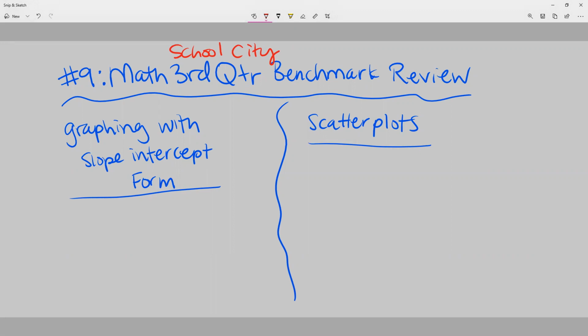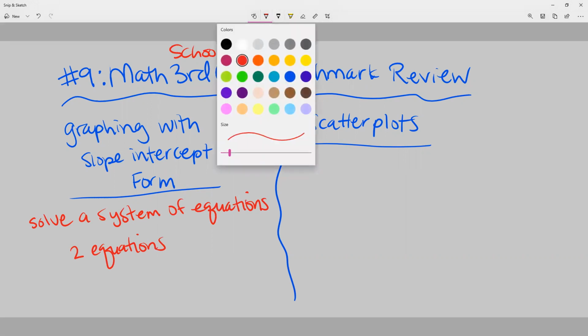So basically it focuses on two things for third quarter in 8th grade. And there's some stuff that we didn't really have time to do, it just didn't happen, but we still have another quarter left. So the first thing we focused on was graphing with slope-intercept form, and this is mostly to solve a system of equations. So the idea was that if you could graph two equations together, put them together in a graph, then you could see where they cross and figure out what the solution is.